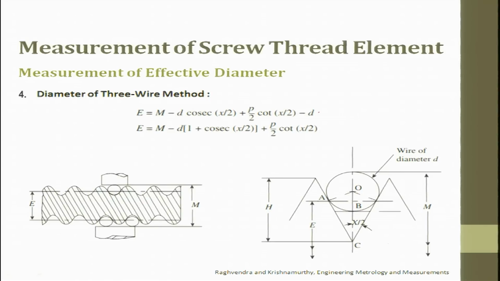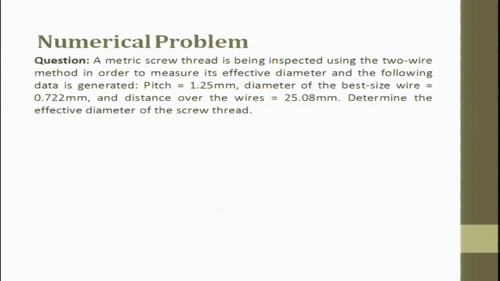We will give this complete derived equation in the study material, but I would request you to solve it and see. So we can find E equal to D. E is nothing but the effective diameter. Here is a figure where we have used the 3-wire method to calculate this. Let us try one problem. A metric screw thread is being inspected using a 2-wire method in order to measure its effective diameter, and the following data is generated: pitch equal to 1.25, diameter of the best wire equal to this much, and the distance over the wire is this much. Determine the effective diameter of the screw thread.